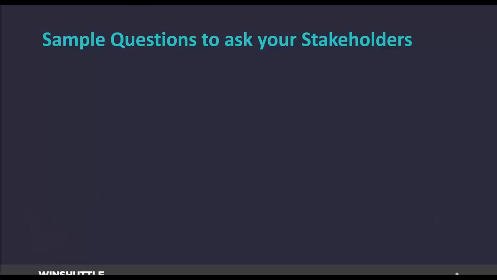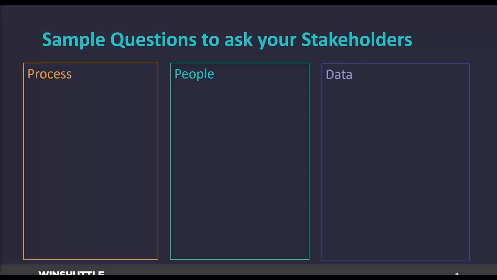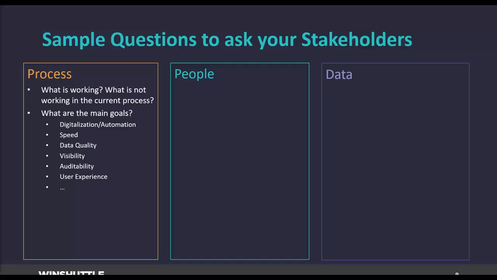So I put together a sample list of questions you can ask your stakeholders, and I've grouped them into sort of 3 buckets, really. So the first thing is we can ask them process-related questions, right? So things like, what is the current process? Is it manual? Is it email-based? How are we gathering data today? What is the main goal for even creating this solution?